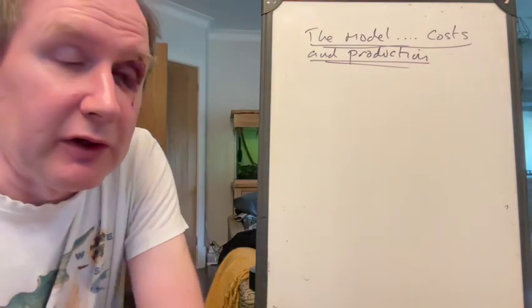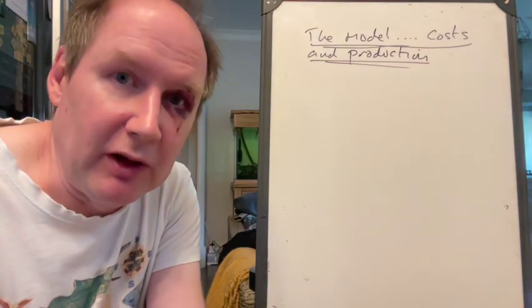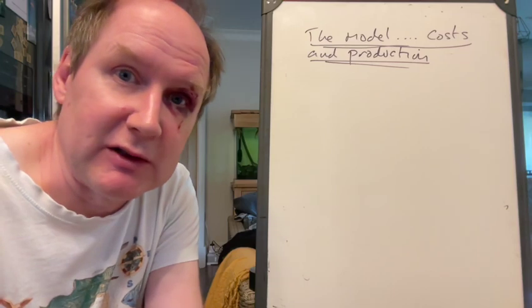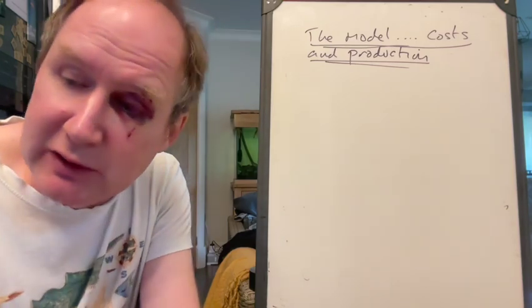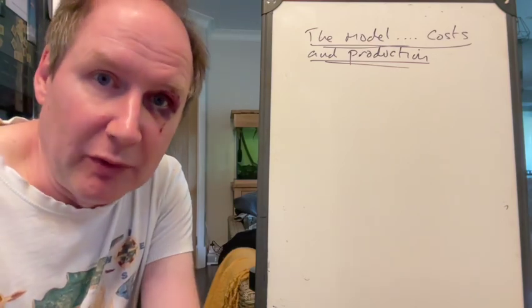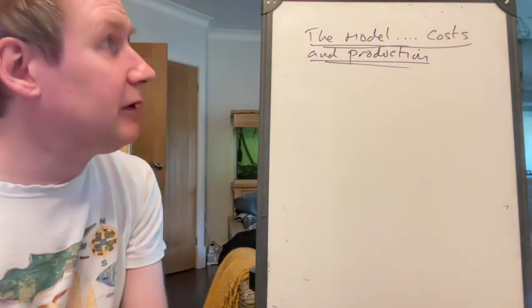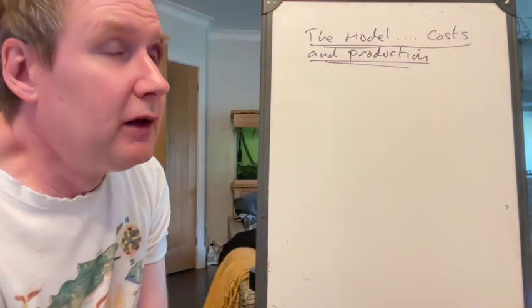So what we said we're going to try and do is to build a model of a firm. And we assume that our firm is going to try and maximise its profits, and we said that profits are revenue minus costs. So what we need to do is to start to model what those things are going to look like. And we're going to start by looking at costs.